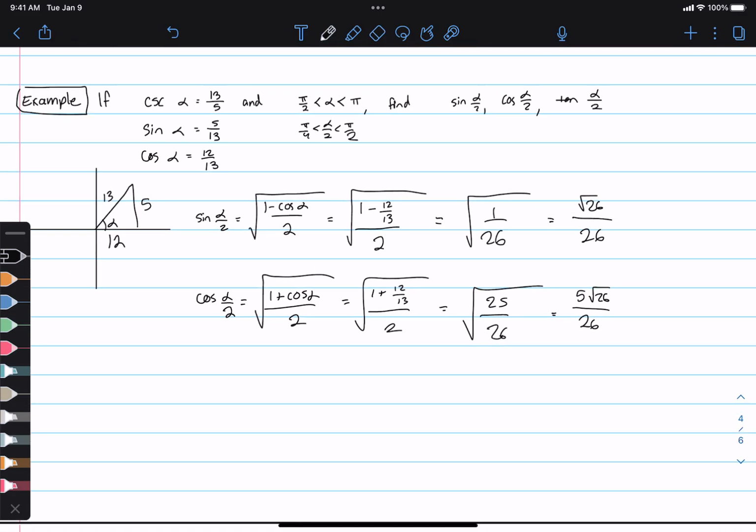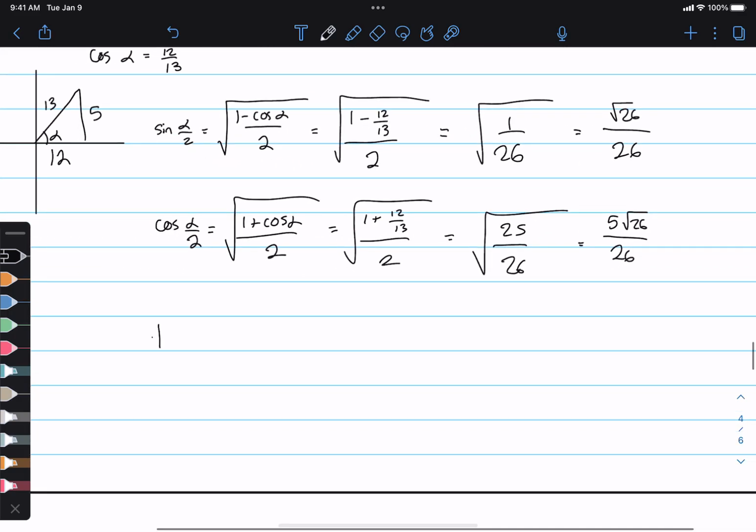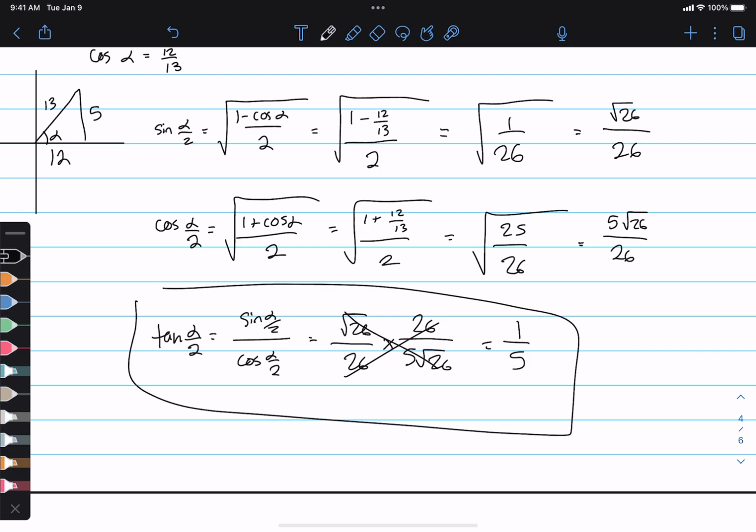And then these are going to be your two values for cosine and sine. And then again, with tangent, I don't want to deal with the silly equation, so I'm going to say that the tangent of alpha over 2 is the sine of alpha over 2 divided by the cosine of alpha over 2, which is square root of 26 over 26. I'm going to skip a step. I'm multiplying by the reciprocal times 26 over 5 root 26. These cancel out, and we're left with 1/5. And that is your answer.